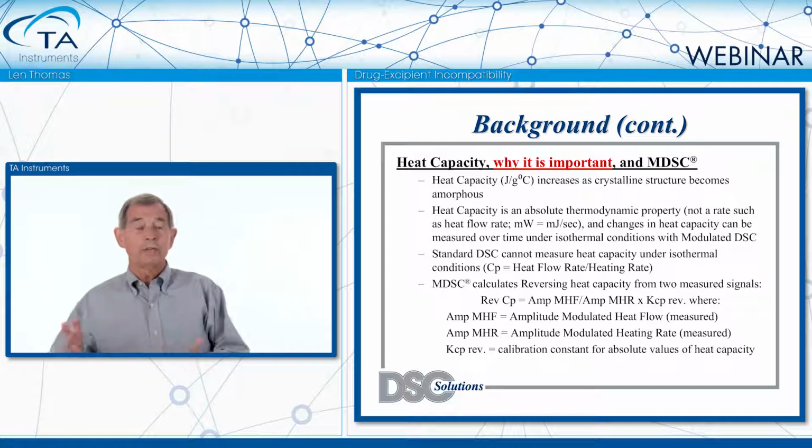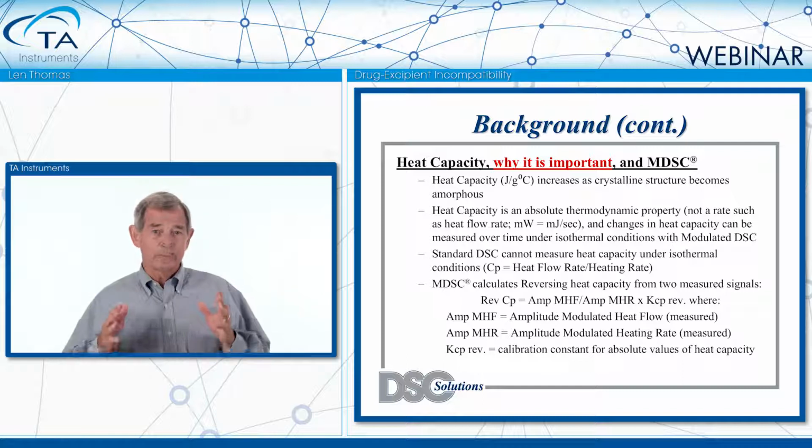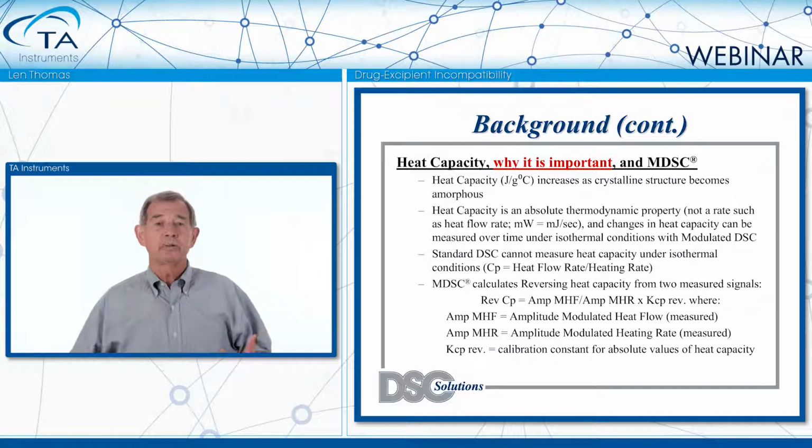Now, in the case of why we can do that, heat capacity is not a rate property. It's an absolute thermodynamic property. If you're using DSC, you know that the faster you heat, the larger the heat flow signal. And if we look at the units for the heat flow, it's milliwatts or watts per gram, where a watt is a joule per second. So in a DSC, we measure heat flow rate. And the faster we heat, the larger that signal becomes. But that's not true with heat capacity. Heat capacity has absolute values as a function of temperature. So it's an absolute thermodynamic property, and it doesn't have a rate function.